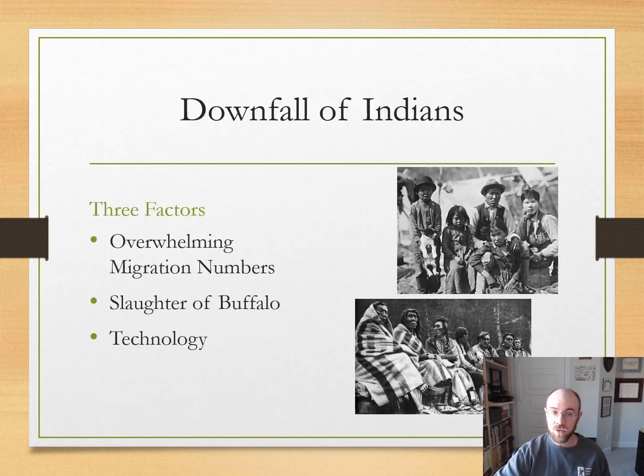So the three overwhelming factors to the downfall that we've been talking about: overwhelming migration numbers, the millions of immigrants, the slaughter of the buffalo, and then the various pieces of technology.